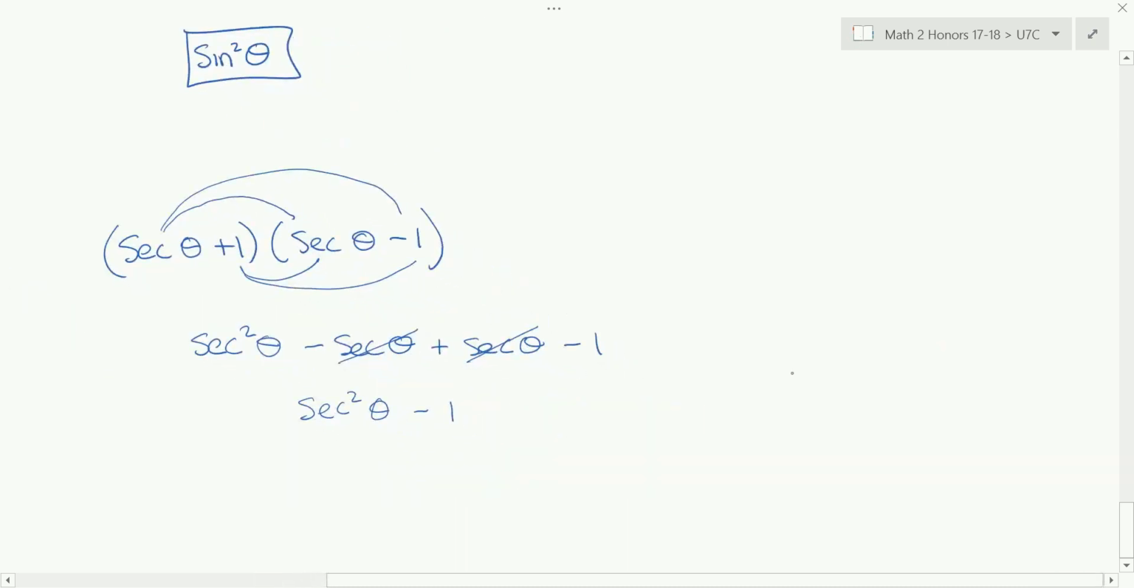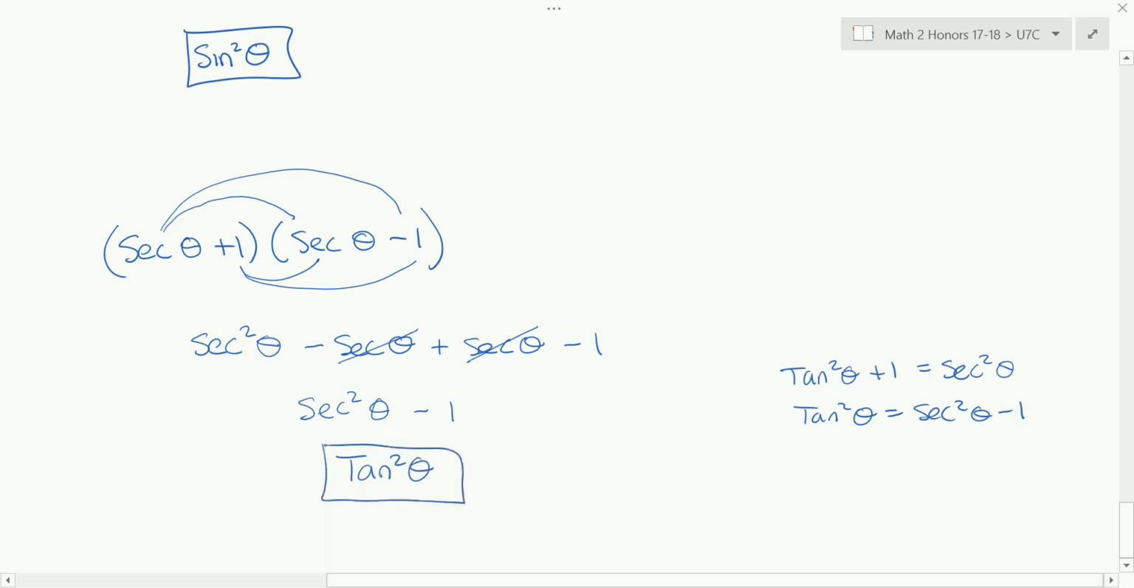And from our trig identities, we know that the tangent squared theta plus 1 is equal to the secant squared theta, right? So if we subtract 1 from both sides, we end up with the tangent squared theta is secant squared theta minus 1. And so now we can replace this with the tangent squared theta. And we got our answer.